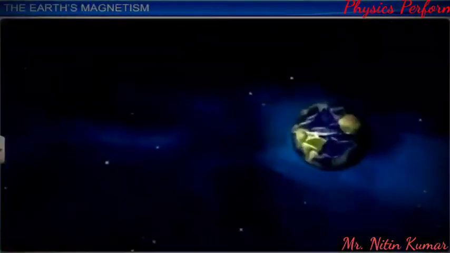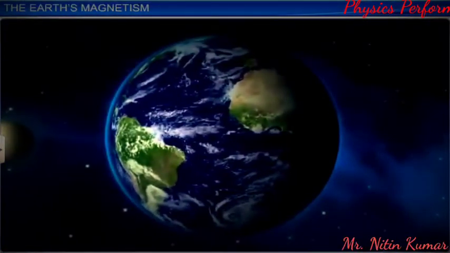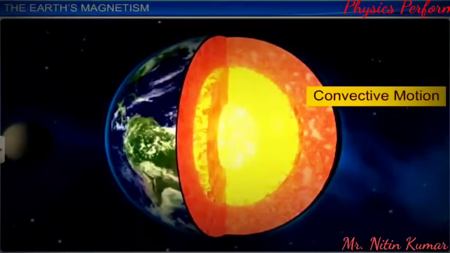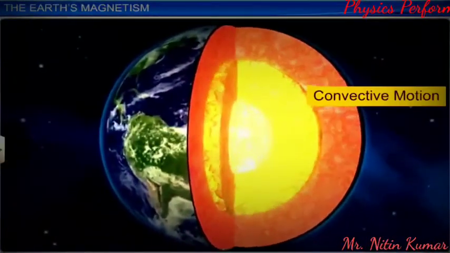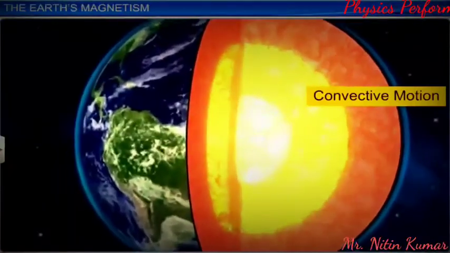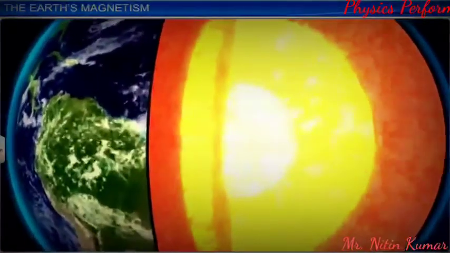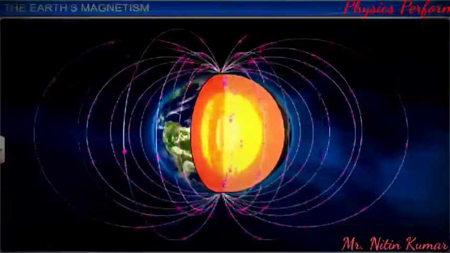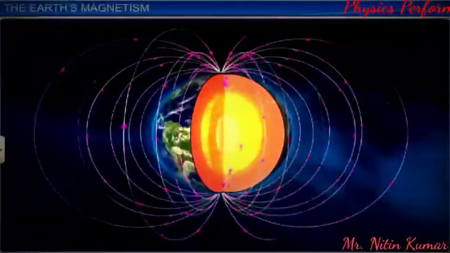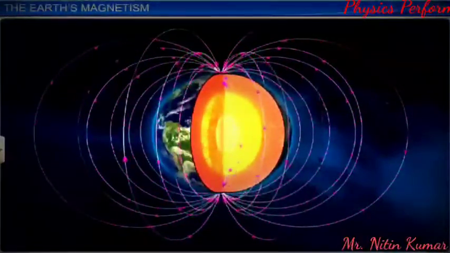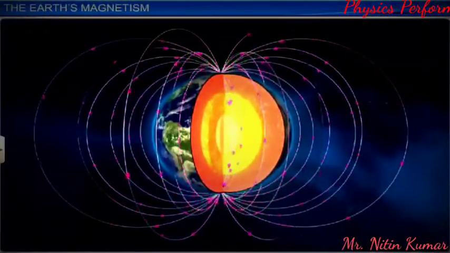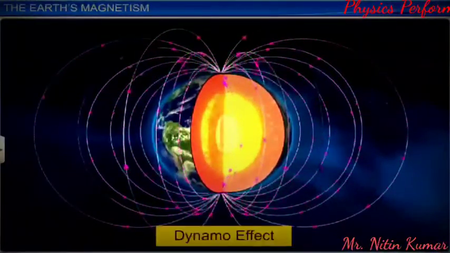As of now, it is believed that the Earth's magnetic field is caused due to the convective motion of metallic fluids in the outer core of the Earth. Iron and nickel form the major components of the fluids in motion. The convective motion of these fluids gives rise to electrical currents, which in turn give rise to the Earth's magnetism. This is known as the dynamo effect.